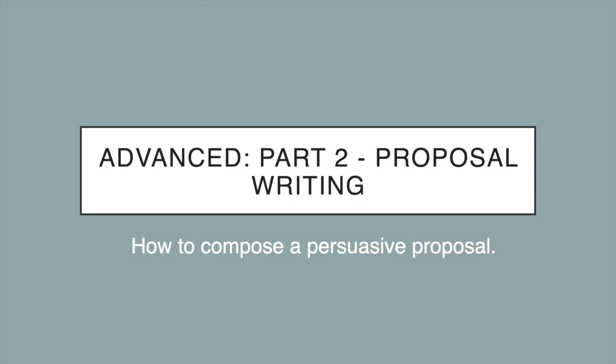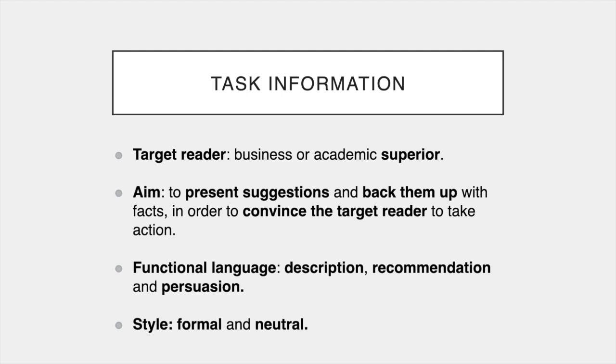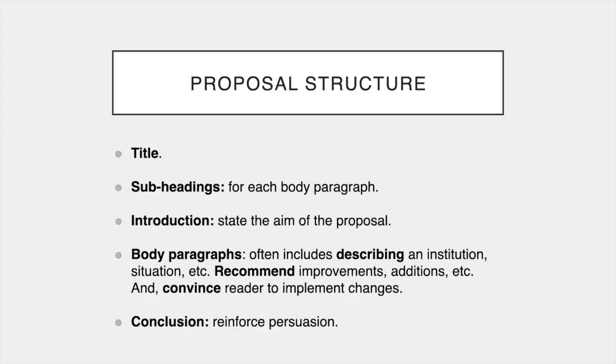Or, if you don't have a printer, you can download it to a different device and use a highlighting tool for note-taking. Task information. Now, the target reader is usually a business or an academic superior. The aim is to present suggestions and back them up with facts in order to convince the target reader to take action. The functional language is usually description, recommendation, and persuasion. And the style is formal and neutral. Proposal structure. Now, all proposals have a title, and they also have subheadings for each body paragraph to make easy reading for your superior.